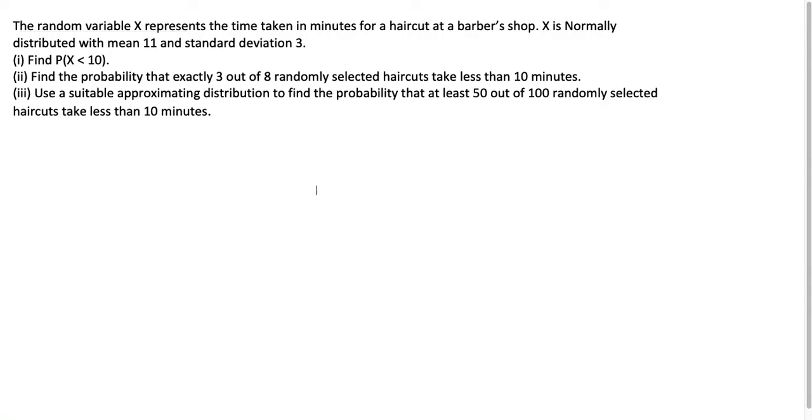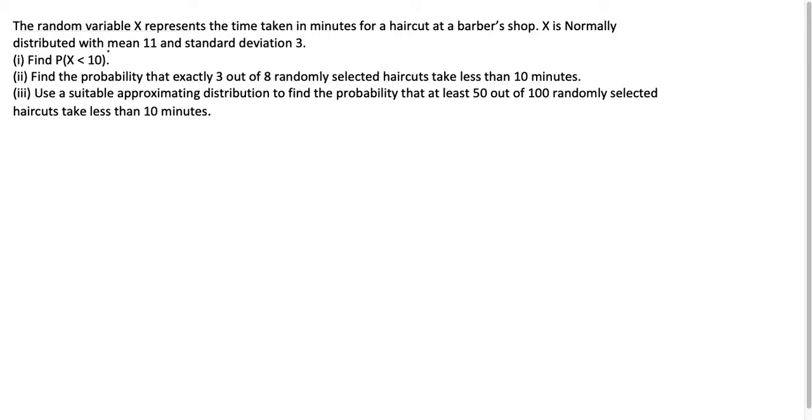Okay, a random variable X represents the time taken in minutes for a haircut at a barber shop. X is normally distributed with a mean of 11 and standard deviation of 3. Find number 1: find the probability for X less than 10.